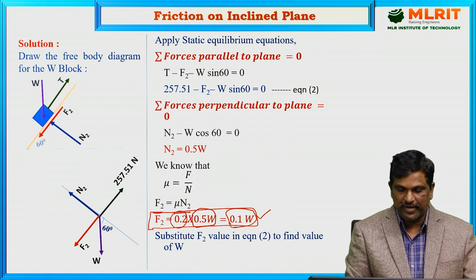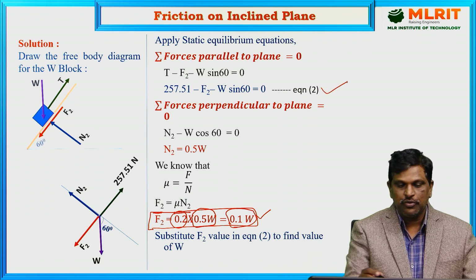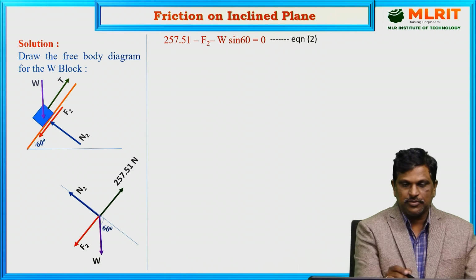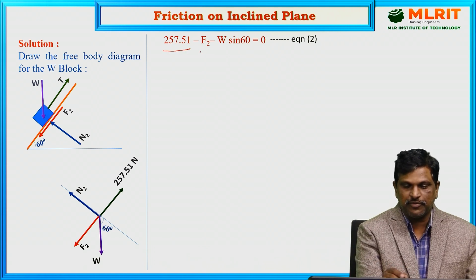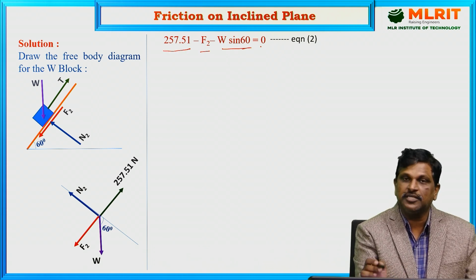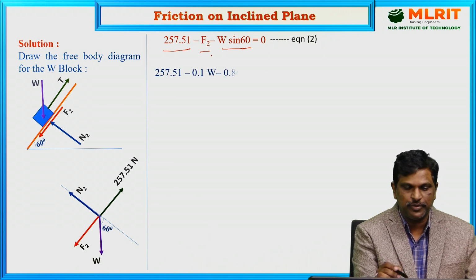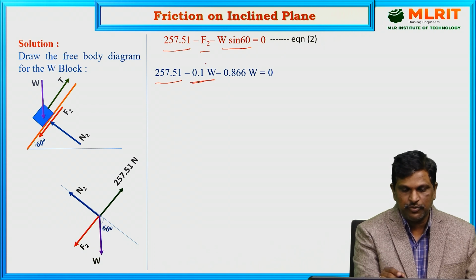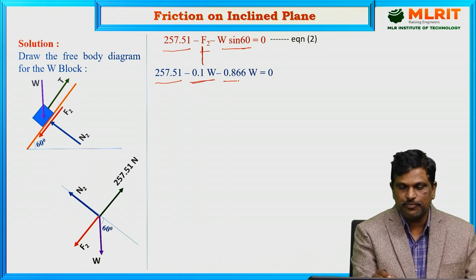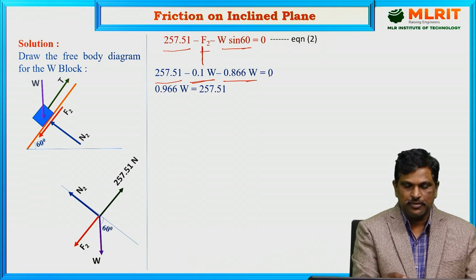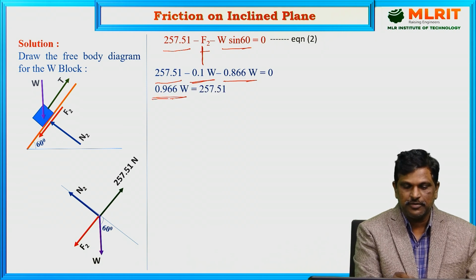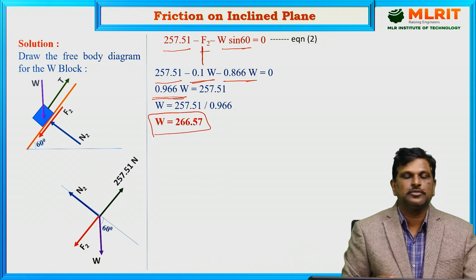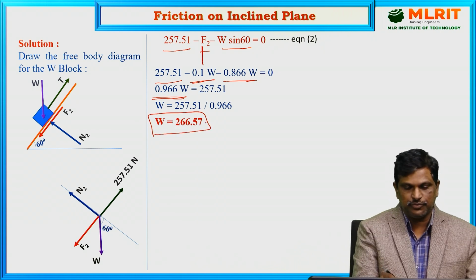Now substitute this F2 value back into equation 2 to find the unknown value of W. So this is equation number 2, 257.51 minus F2 minus W sin 60 equals 0. Now substitute the F2 value here. 257.51 minus 0.1 W minus 0.866 W equal to 0. By solving this equation, we can find the value of W. W is equal to 266.57 newtons.